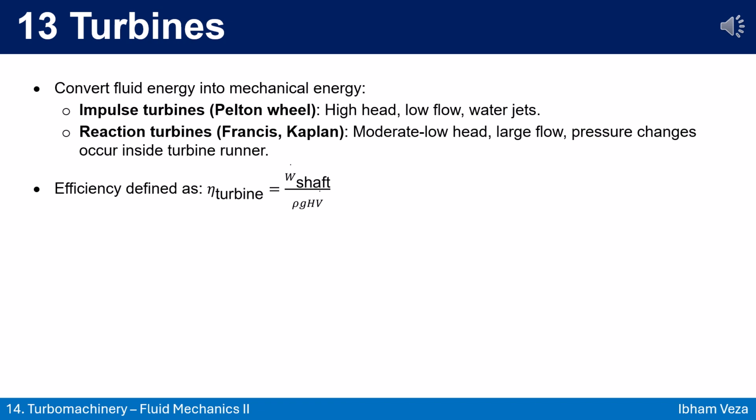They use fast-moving water jets to strike buckets or blades, spinning the wheel and efficiently capturing energy when water pressure is high, but volume is low.